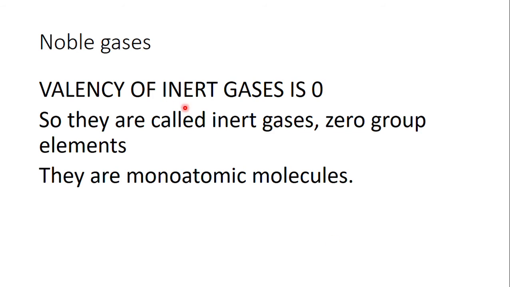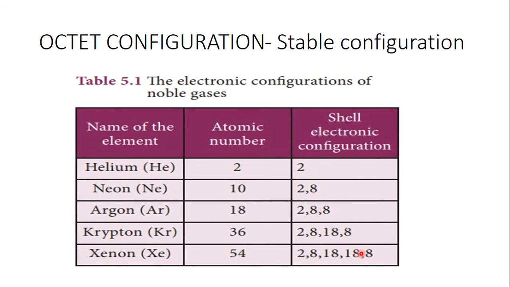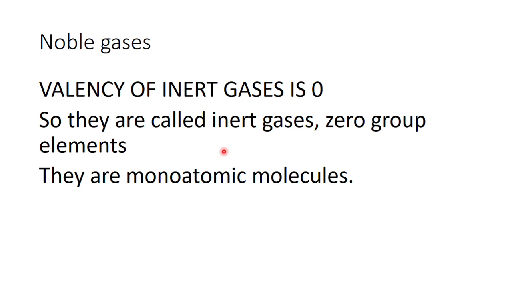So they are said to have valency 0. That means they will not be ready to lose valence electrons or gain any extra electrons which would affect the stability. They already are stable, so their capacity to combine is 0. So the valency of inert gases is 0. They are called zero group elements. They don't combine with other atoms, so they are called inert gases. They don't form any molecules. There are a few exceptions, but they are generally monoatomic. They don't form a bond with other atoms. They exist as mono, meaning single atom, as they already have the octet configuration.